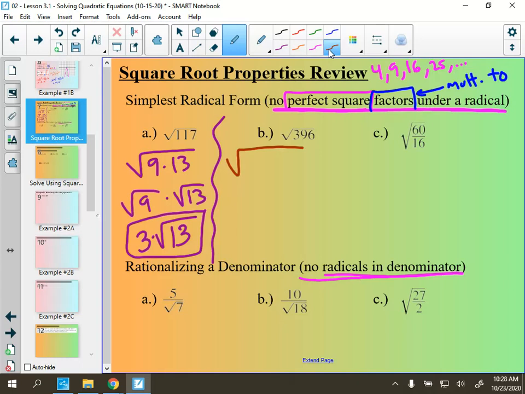Let's jump up to 36. And I actually see that, hey, this can be written as 36 times 11. 36 times 11 is 396. So when I break this up, 36 times the square root of 11, the square root of 36 is 6. The square root of 11 is a square root of 11. There we go. I've put that in simplest radical form.